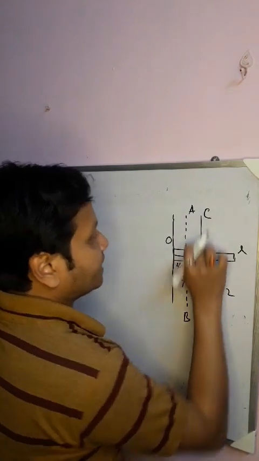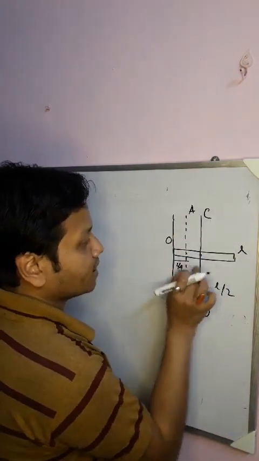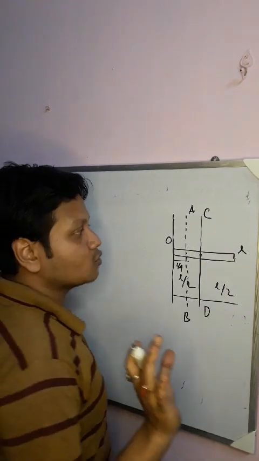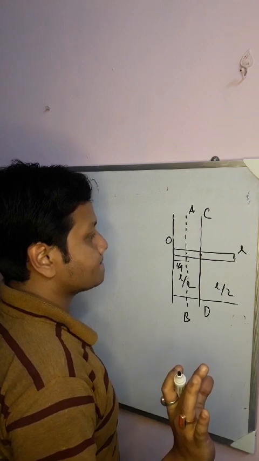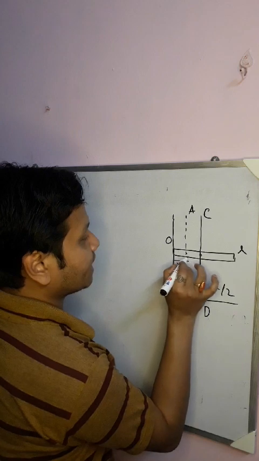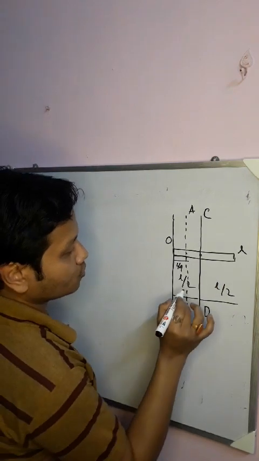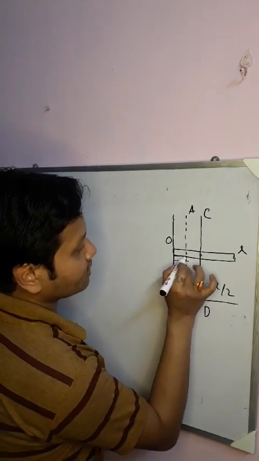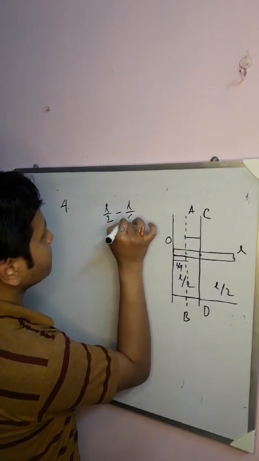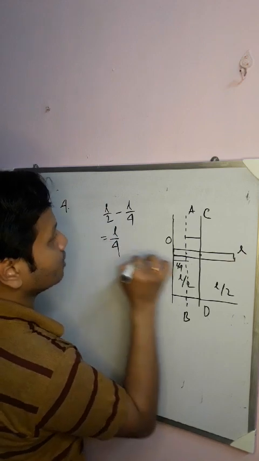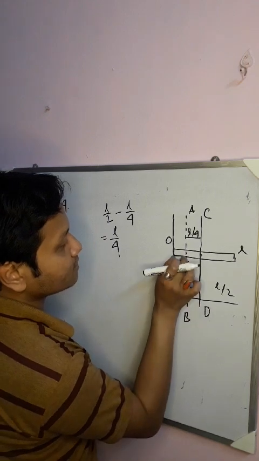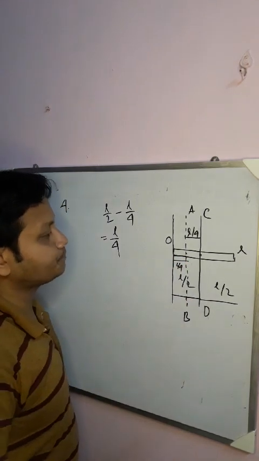This is the center of gravity and the axis passes through it. That means this is L by 2 and this is also L by 2. Now we have to find out the moment of inertia at a distance L by 4 from one end. Say this is one end and we take an axis at a distance L by 4. So if this is L by 2 and this is L by 4, what would be this distance? Simply L by 2 minus L by 4, that means L by 4. So this distance is L by 4.